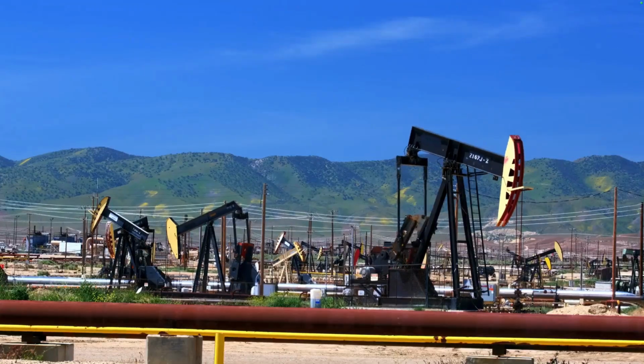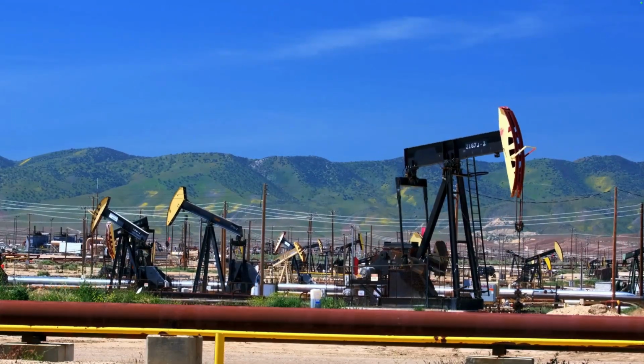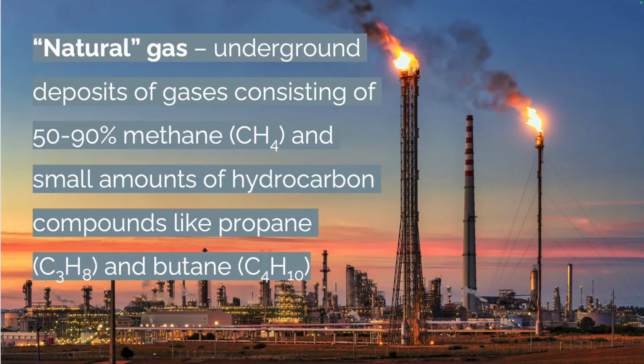So when we burn oil, we're using the energy stored in the bodies of organisms that lived millions of years ago. You'll hear people say natural gas, but gas is made up mostly of methane. Natural gas is a mixture of gases, with about 50 to 90% methane. It also contains smaller amounts of hydrocarbons, such as propane and butane, and small amounts of highly toxic hydrogen sulfide. Gas is widely used for cooking, heating, and industrial processes.